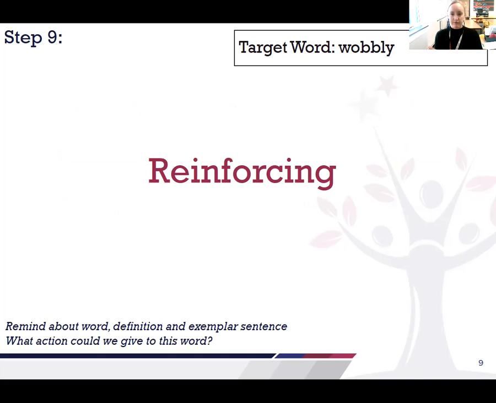So let's have a little think and reinforce the word that we've just learned. So the word is wobbly. Wobbly. Okay. It means when you're moving from side to side. It can be used as an adjective to describe how something's moved, and it is also a verb at times. This is an action to say how it's moved. And an example sentence is, Miss Reed was wobbling along the corridor. Well done for joining in with me at home.